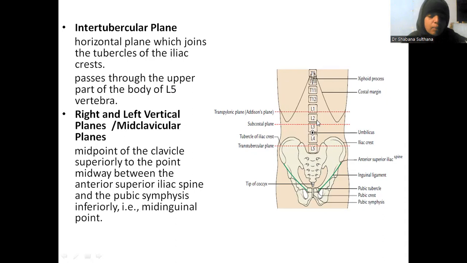Then, just now in the previous point, I have shown you two vertical lines also. To divide the abdomen into 9 regions, we have two vertical lines. From where do we take that? Mid clavicular line, right and left mid clavicular planes.